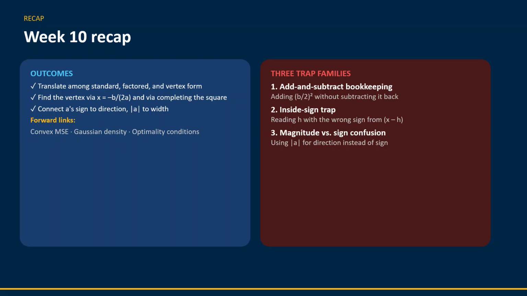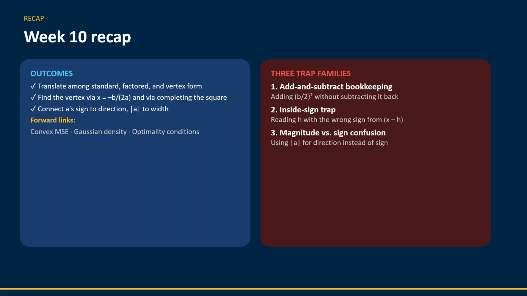Second, read a parabola's direction and width from the leading coefficient a. Positive a opens up, negative a opens down. Larger absolute value of a means narrower, smaller absolute value means wider. Third, find the vertex using either the formula x equals negative b over 2a or completing the square. Fourth, connect parabolas to mean squared error loss in linear regression and to the Gaussian density function in probability.